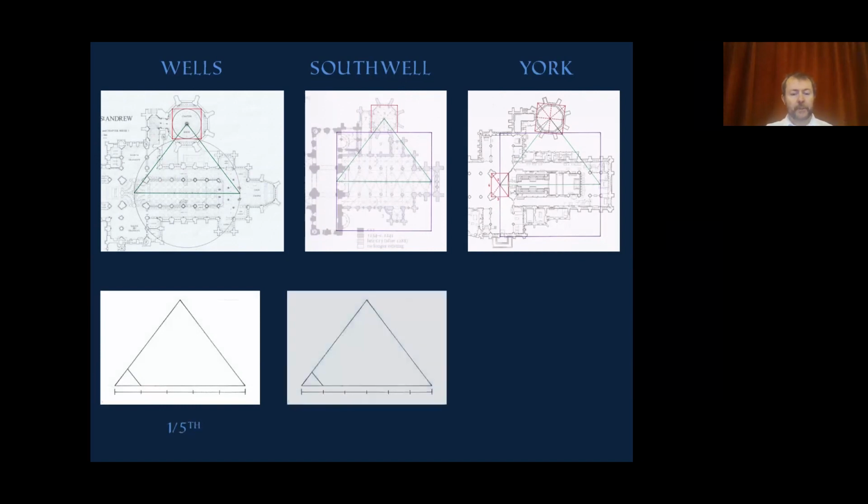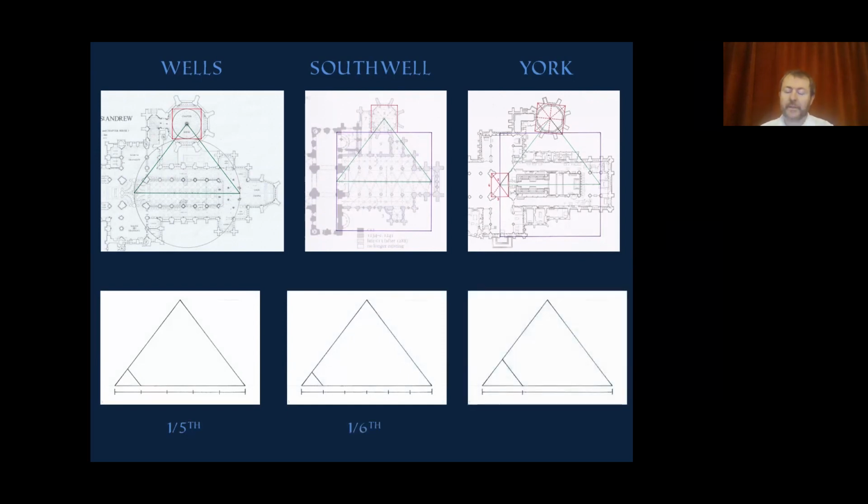Now at Southwell, it's smaller, it's 1/6. And at York, which of course is much bigger, it's actually a golden ratio relationship. It's 1 to the square root of 5. This pyramid triangle can also be looked at as being in a golden ratio form. There's a golden ratio version, which is virtually identical to the 11/7 triangle. That'll have to be for another talk.